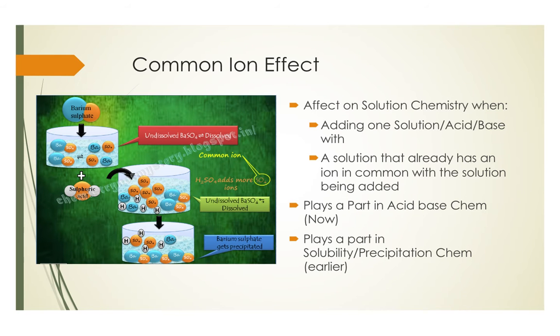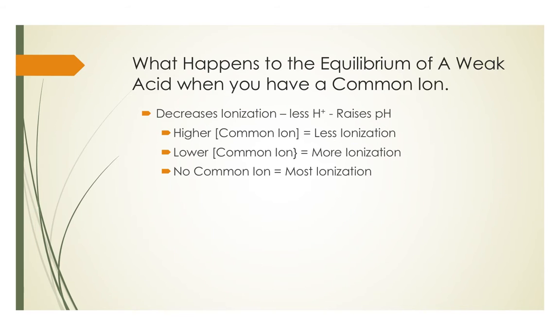So again, the common ion effect is the effect on a solution's chemistry when we have an acid or base being added to a solution that already has an ion in common with the solution being added. It plays a part in acid-base chemistry, which is what we're talking about now. It also played that part in solubility or precipitation chemistry, which we talked about earlier. When we have a common ion, we change the equilibrium. This is only going to affect weak acids and weak bases.